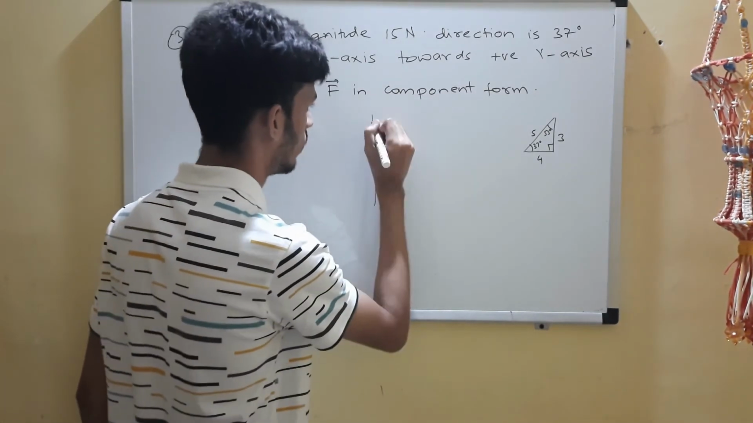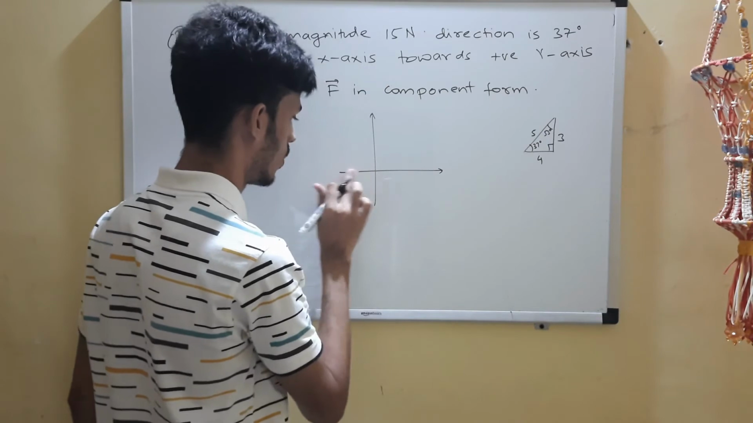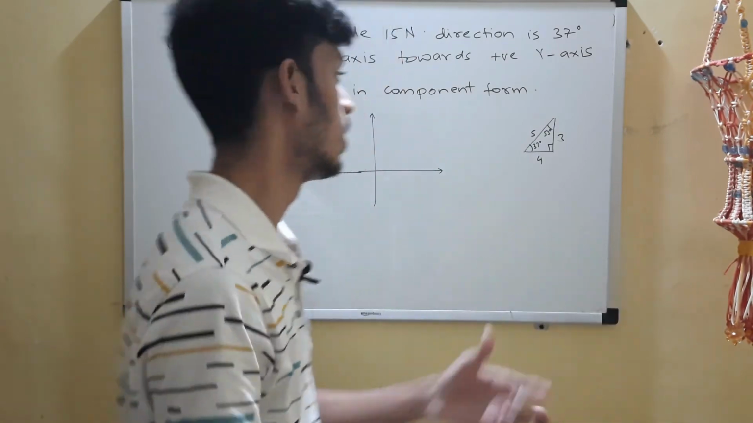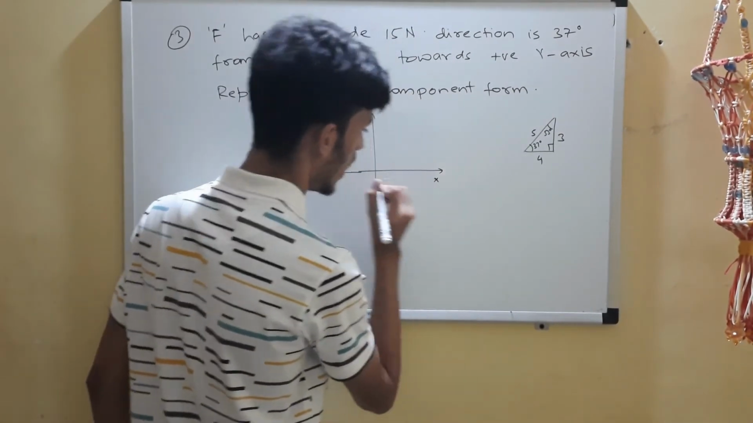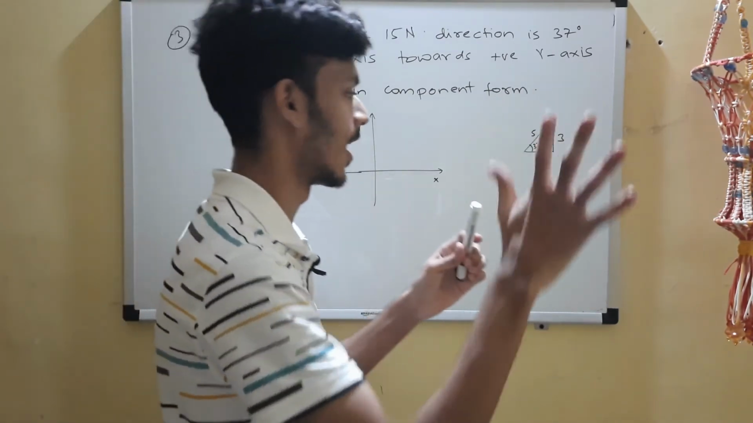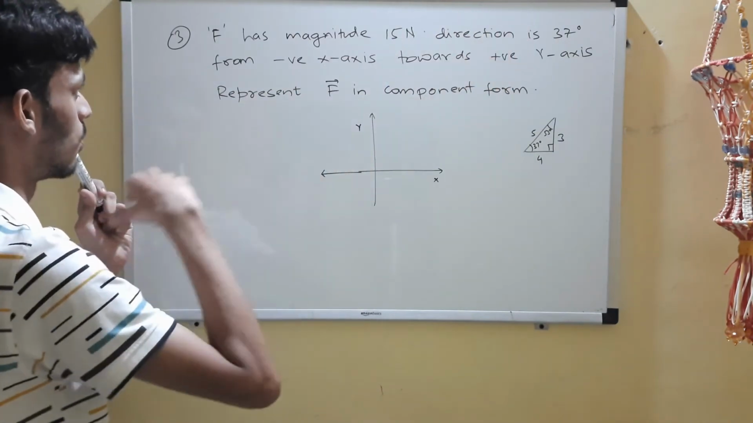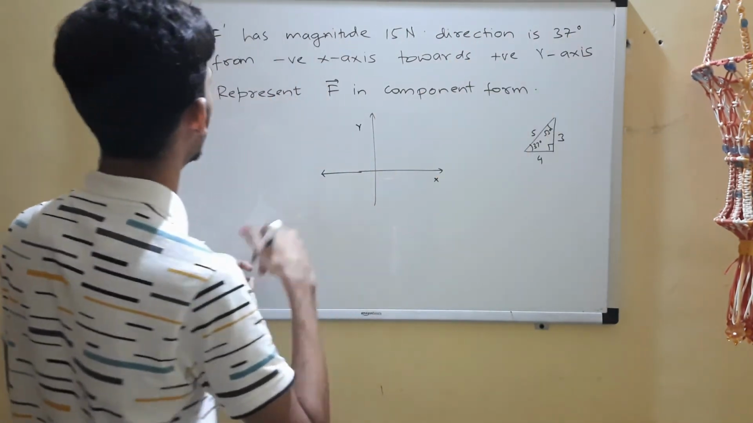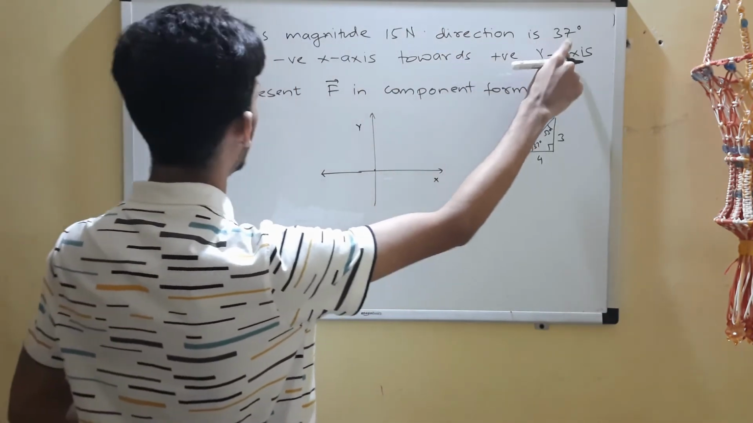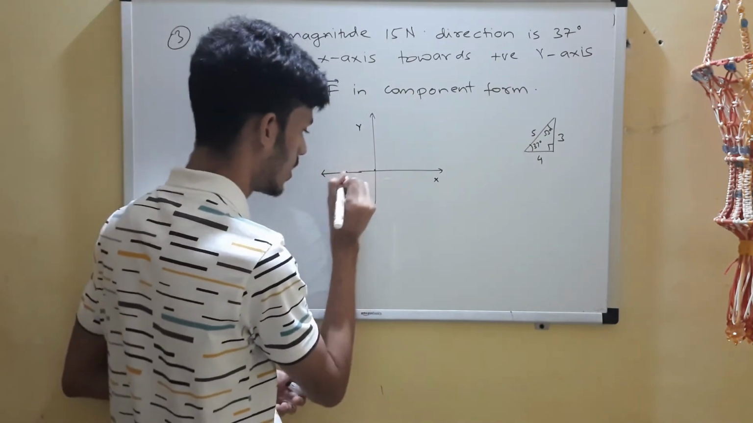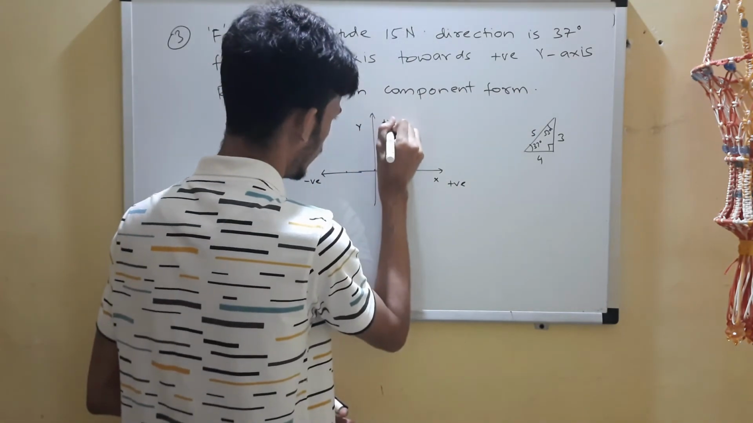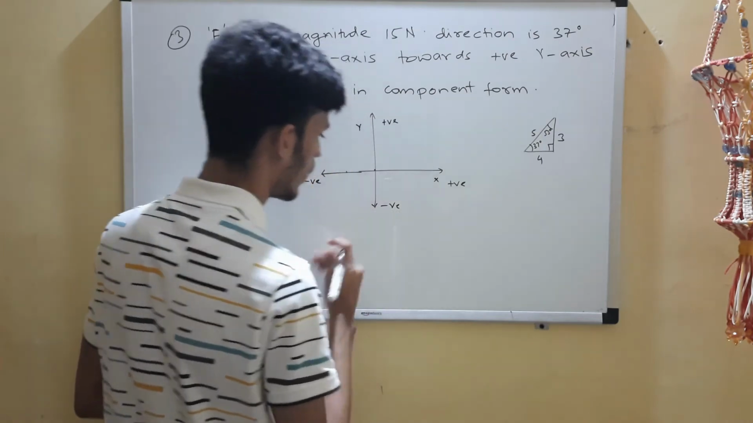Now I will do it. So you have a force vector, you have to represent it now in the xy plane. So this is the x-axis, this is the y-axis. We can use our trigonometry logic, but before that, let's draw the vector. So 37 degrees. The vector is in the direction 37 degrees from negative x-axis. So this direction is negative x-axis. This is positive y-axis. This is negative y-axis.